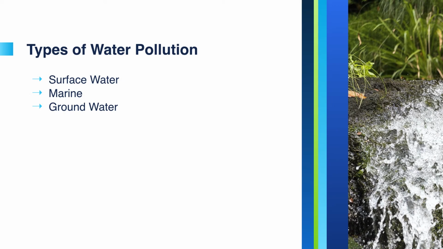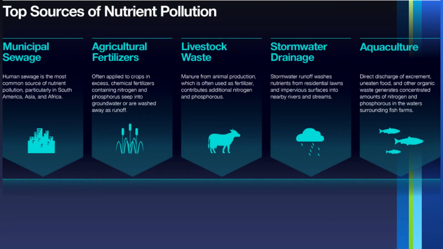We'll be taking a brief look at three types of water pollution: surface water, marine or ocean pollution, and groundwater. Surface water is often contaminated by nutrient runoff. These nutrients often contain nitrogen and phosphorus, which for plants and photosynthetic bacteria are crucial for growth. However, when present in too high of a concentration, they can pose significant ecological risks. These nutrient pollutions can come from cities, farms, stormwater drainage, or even aquaculture, which is when you farm fish.